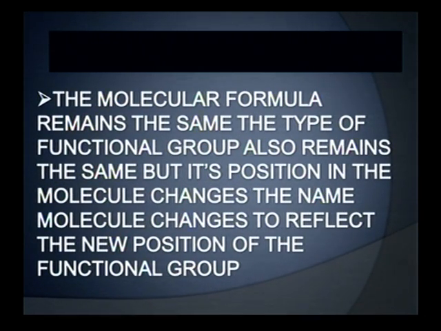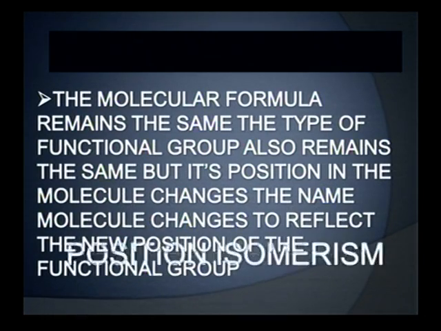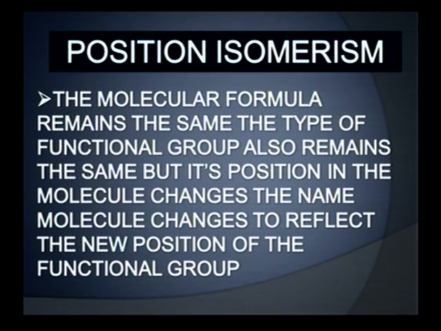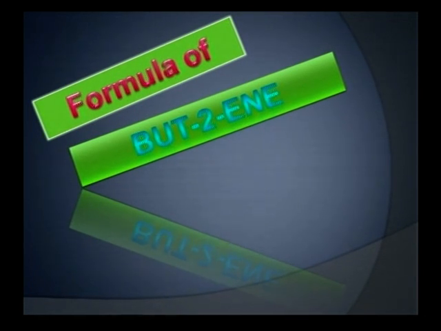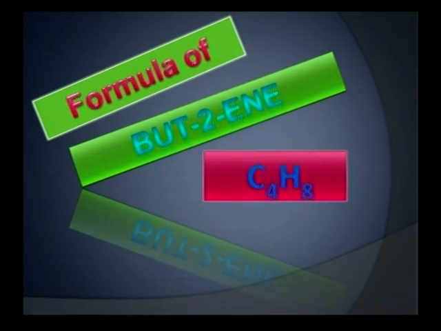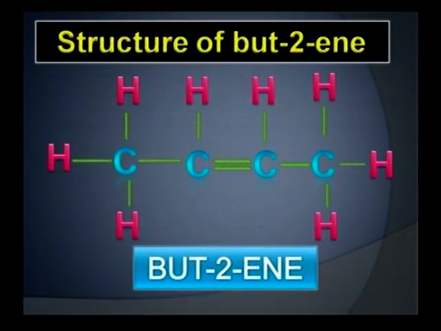Are you sure? So, what is the definition? What is the structure of this? This is position isomerism. Are you sure, friends? So next we see the formula of butene. What is the chemical formula of butene? C4H8. So this is the molecular formula of butene. So what is the structure of it? This is the structure of butene.